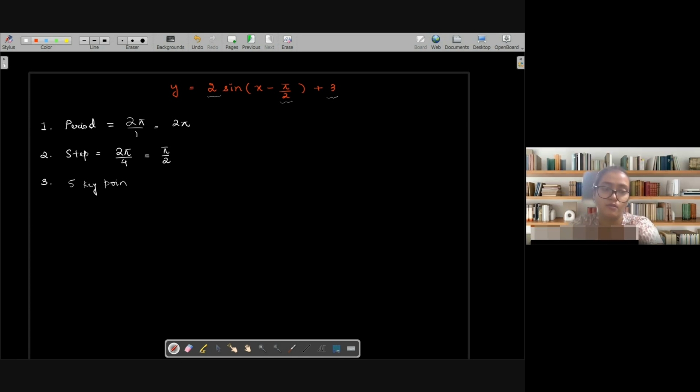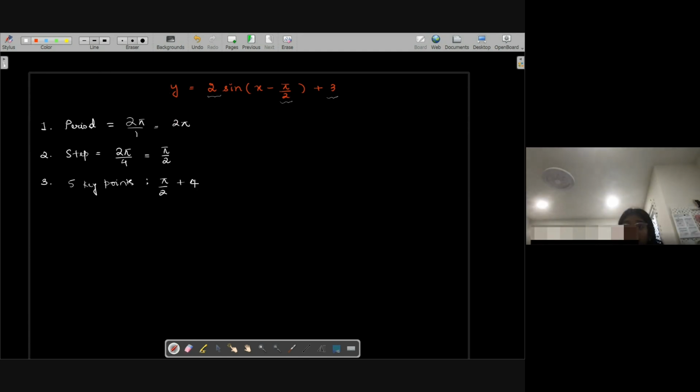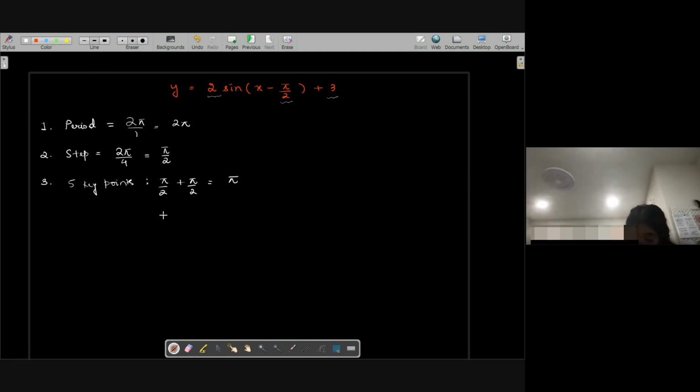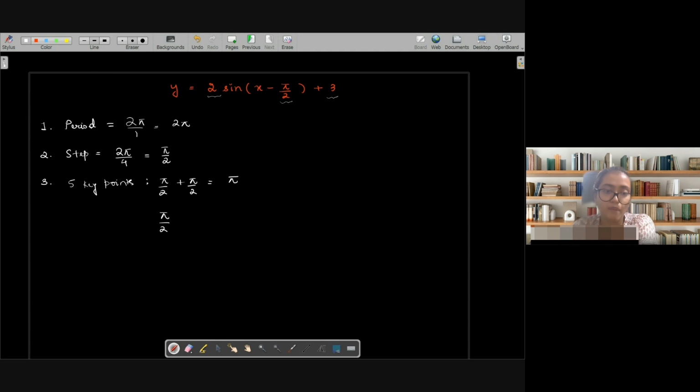So you start from pi over 2 and you keep adding the period. Sorry, not the period, but the step. Keep adding the step. Pi over 2 plus pi over 2, that's going to be pi. Then pi plus pi over 2, that is 3 pi over 2. Then 3 pi over 2 plus pi over 2.